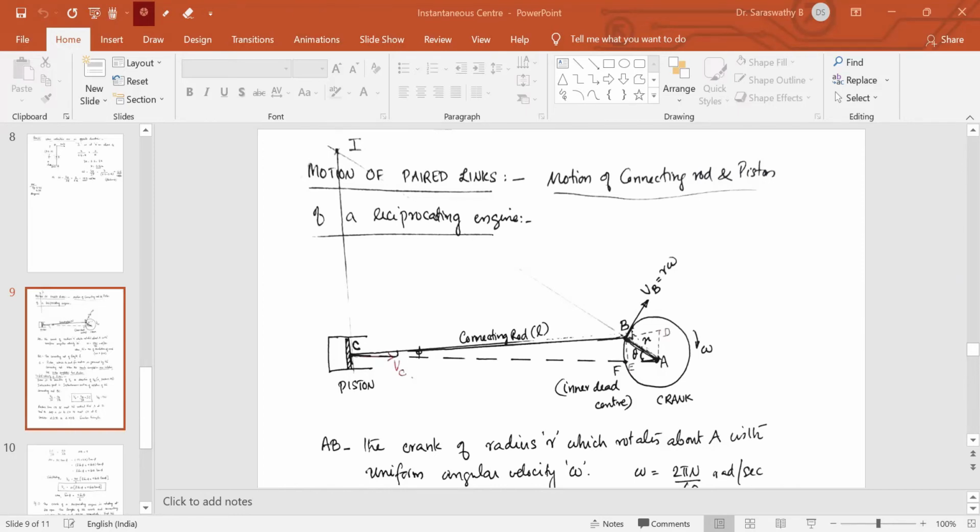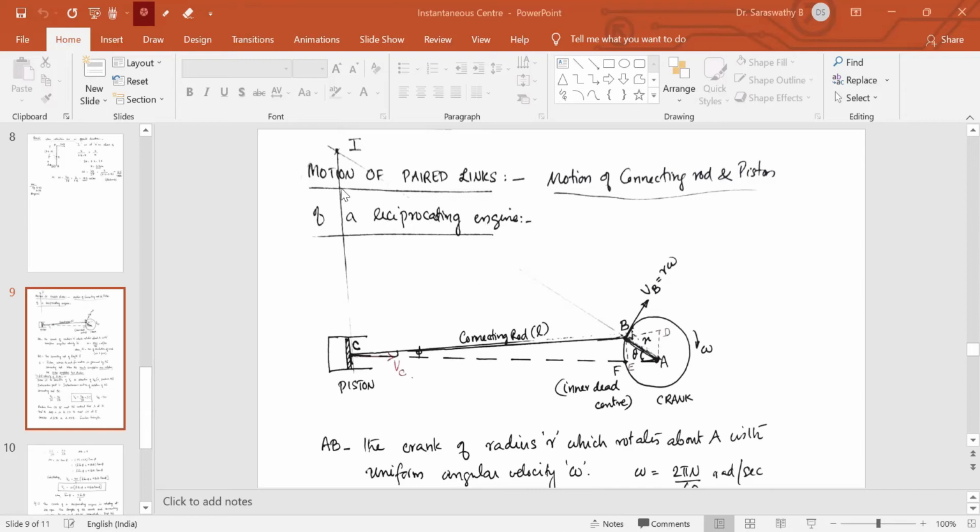First one is the motion of the wheel of a car rolling without slipping, motion of a sphere rolling without slipping, then the motion of links in a machine. One last example shown there was motion of connecting rod and piston of a reciprocating engine.